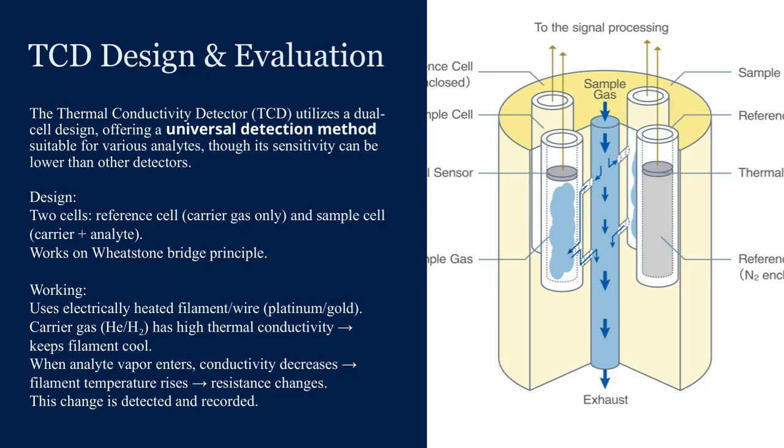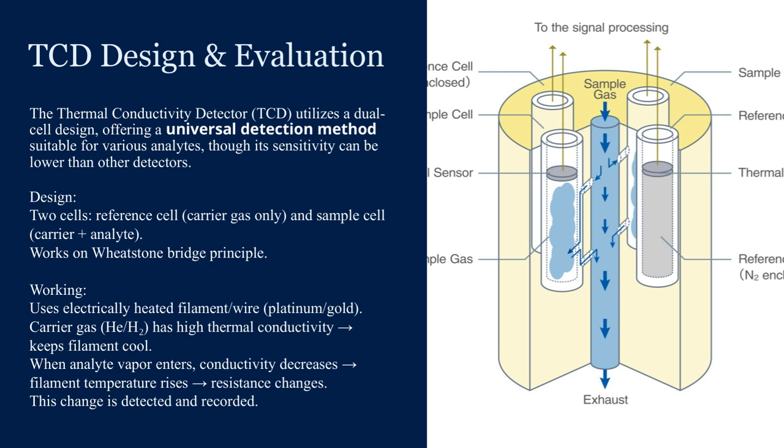Now, let's take a closer look at the thermal conductivity detector, or TCD. This detector uses a dual-cell design, which makes it quite versatile because it can detect a wide range of analytes. However, it's important to remember that its sensitivity is generally lower compared to some other detectors. The design involves two separate cells. One is the reference cell, which contains only the carrier gas, and the other is the sample cell, which contains the carrier gas plus the analyte we're interested in detecting. This setup operates on the Wheatstone bridge principle, allowing precise measurement of changes in thermal conductivity.